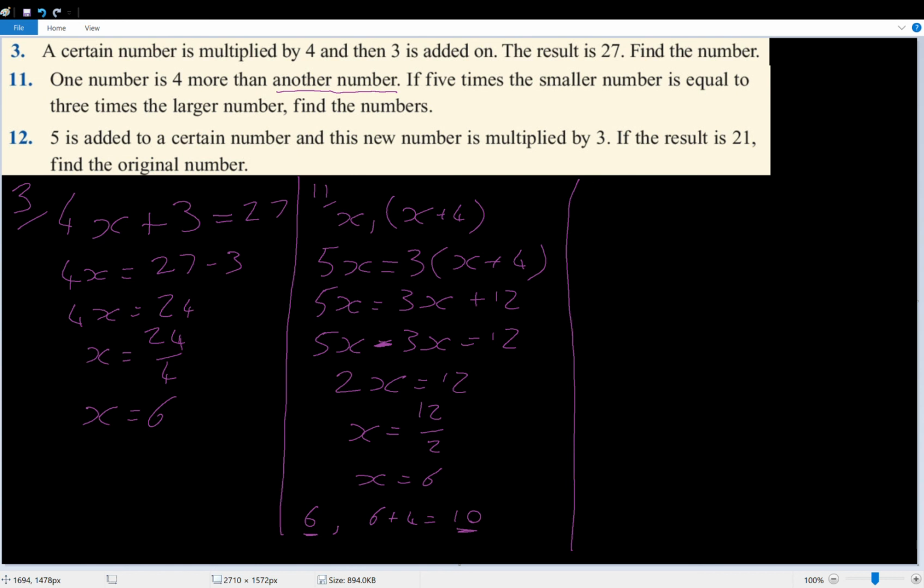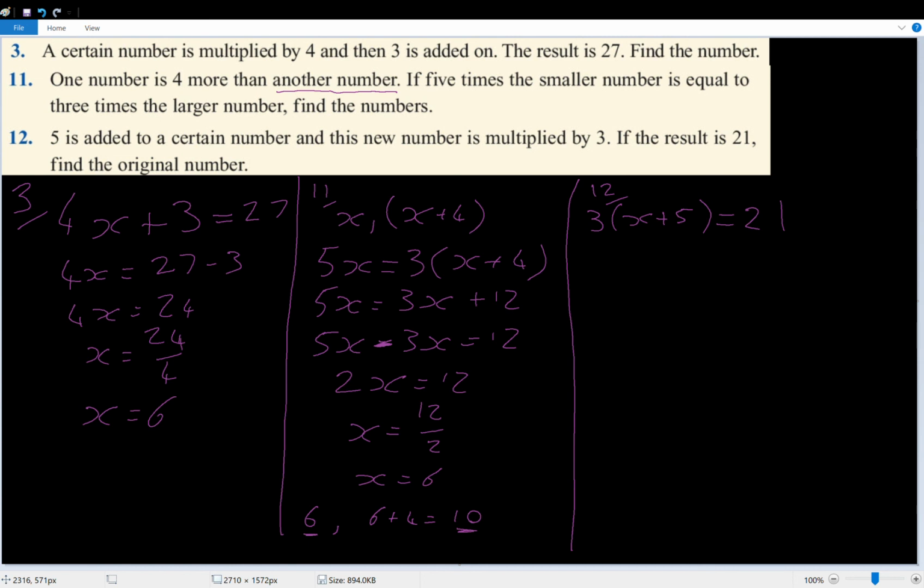And the last one that we're going to look at today is question 12. Alright, so 5 is added to a certain number, and this new number is multiplied by 3. As before, our certain number is just going to be x. 5 is added to it is going to be x plus 5, so that's that. And then it said, and this new number is multiplied by 3. So this whole thing is going to be multiplied by 3. If the result is 21, which means equals 21, we have to find the original number. In other words, find x.